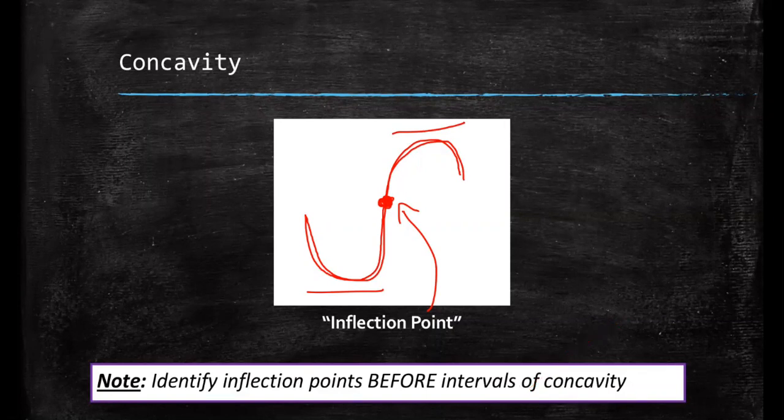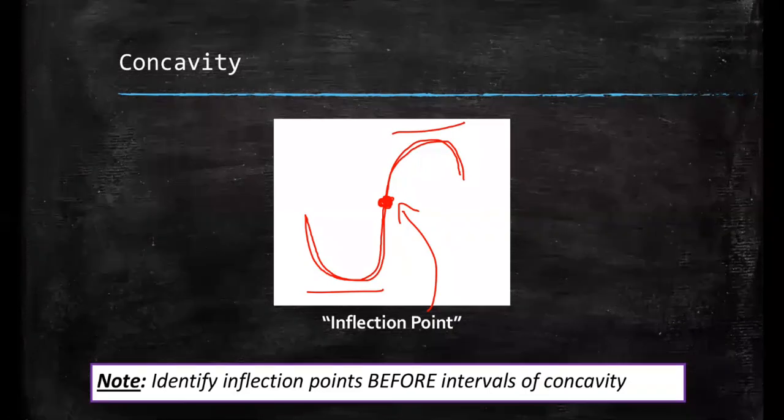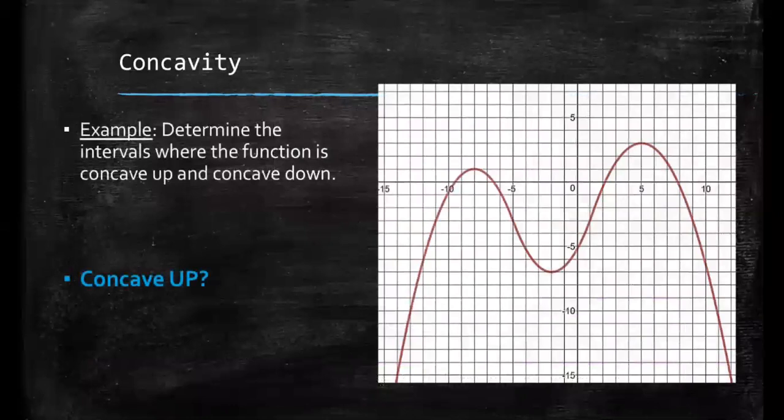There we go. Okay, so identify inflection points before you start to identify those intervals where you're concave up or concave down. We're going to do an example of this. As you flip the page in your notes, you'll see a graph come up, and we're going to identify those points of inflection and then where this graph is concave up versus concave down.